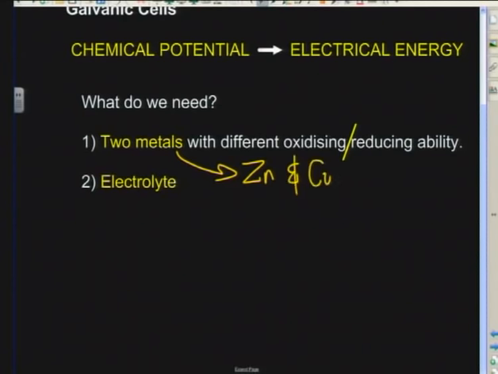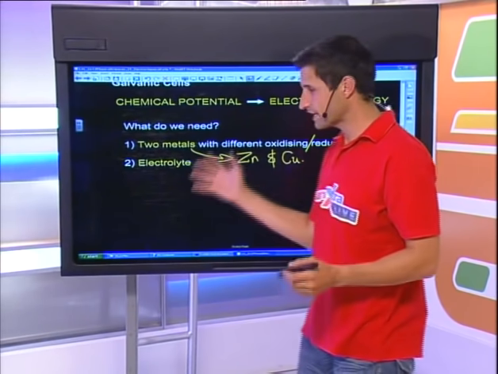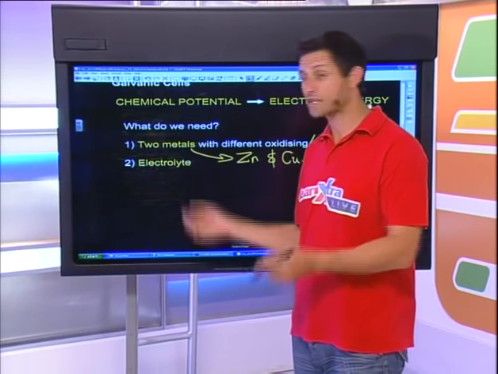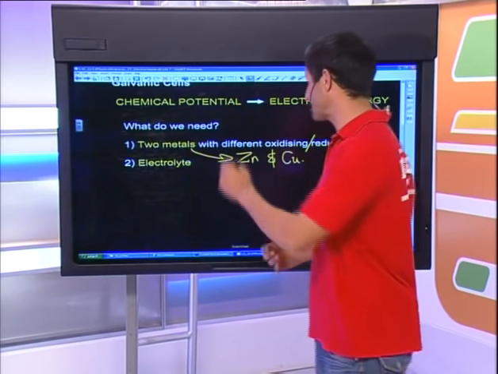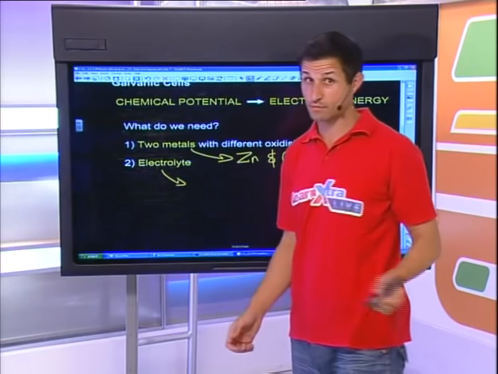Now zinc and copper are pretty nice because they're nice and available. They have different oxidizing and reducing abilities. I'll show you in a moment how to do that. And I need some sort of electrolyte. Now this electrolyte can take many different forms. And in fact, I'll show you a little bit later that you can actually make an electrolyte out of your body. And our electrolyte of choice, a little bit later on in the show, and this is going to come up after this ad break, is actually going to be some lemon juice.